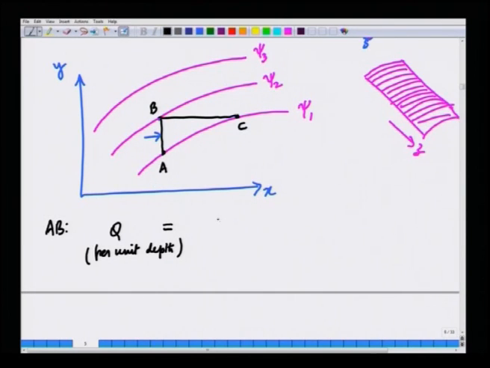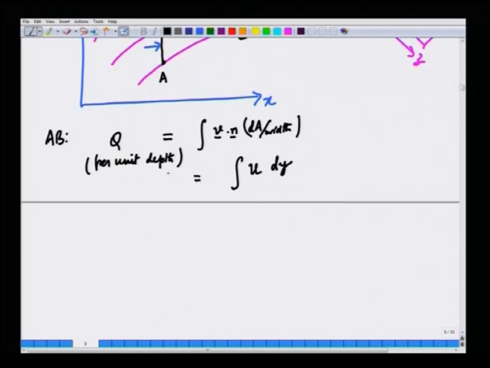So, the volumetric flow rate is nothing but the integral. In principle, it is V dot n dA. But since it is unit width, we write it as dA per width. For this simple system, since V is purely along the x direction, V dot n becomes u, and the coordinate for integration is simply dy per unit width of the third direction. So, you do not have to worry about the third direction. So, q is simply the integral from a to b of u dy.